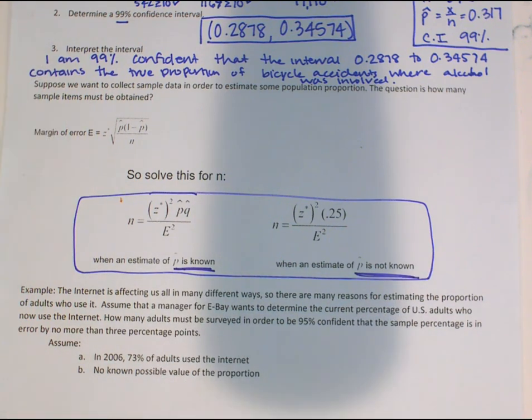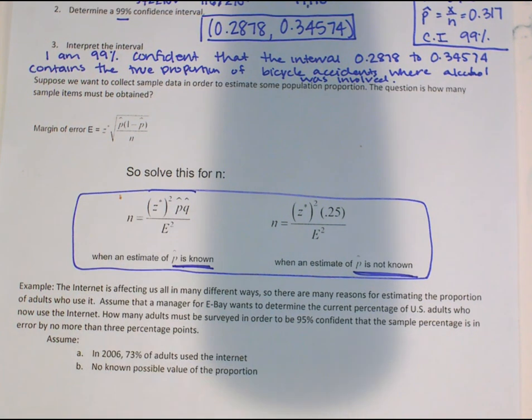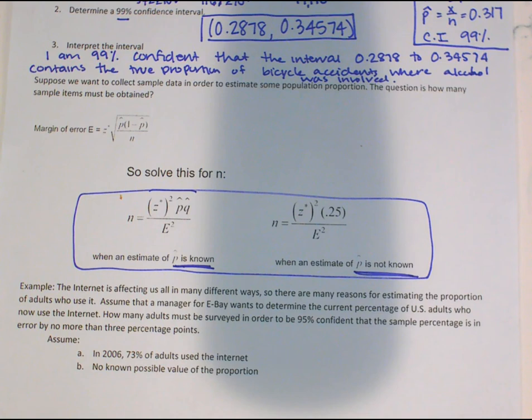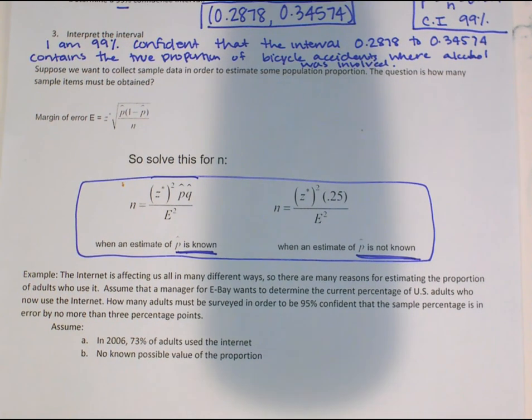If I know a point estimate, if I have a rough idea of what I think the percentage is, then I'm going to use this equation. If I don't, then I'm going to use this equation. So this is to find our n value, or the sample size that's needed in order to be as confident as we want to be. So let's look at an example.